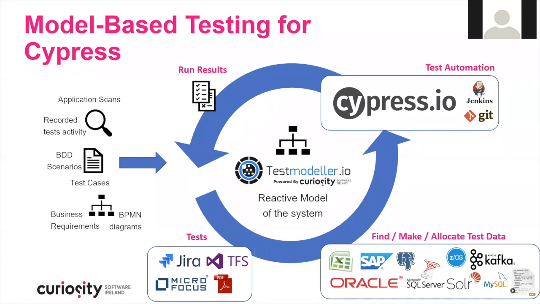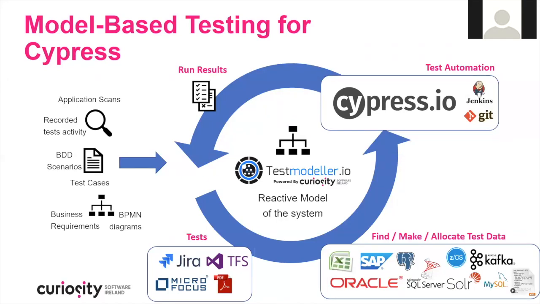Now, the final piece here is run results. Once you execute tests, you can push results back up. You can use your standard reporting, which you've built into your Cypress framework, absolutely fine. Just an API call, and you can push the results back up and see them on top of the model.